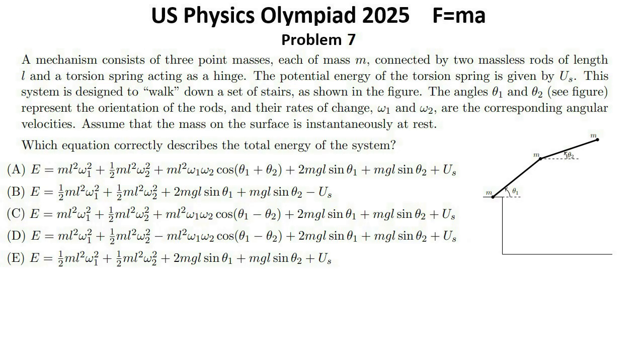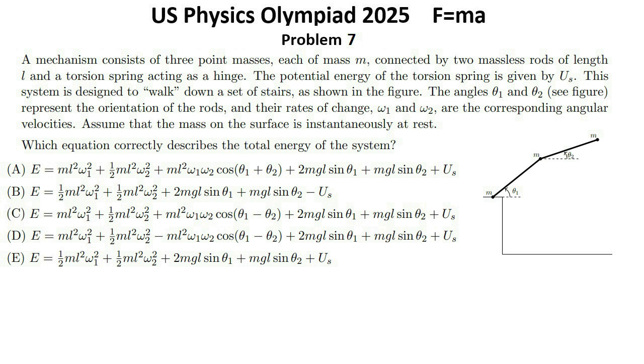Problem number 7. A mechanism consists of 3 point masses, each of mass m, connected by two massless rods of length L and a torsion spring acting as a hinge. The potential energy of the torsion spring is given by Us. This system is designed to walk down a set of stairs, as shown in the figure.